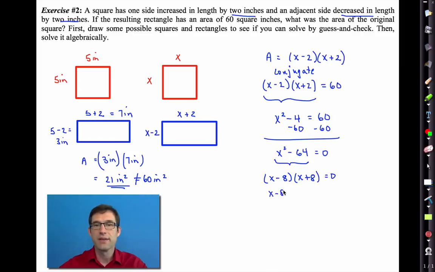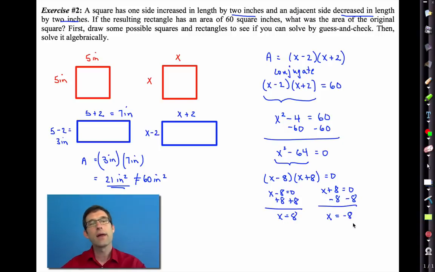I'll set x minus 8 equal to 0, add 8 to both sides, and I'll get x equals 8. Take x plus 8, set it equal to 0, subtract 8 from both sides, and I'll get x equals negative 8. Now, like in the other problem, x equals negative 8 is non-viable. We should reject it. It just can't happen, which means our solution right now is x equals 8.